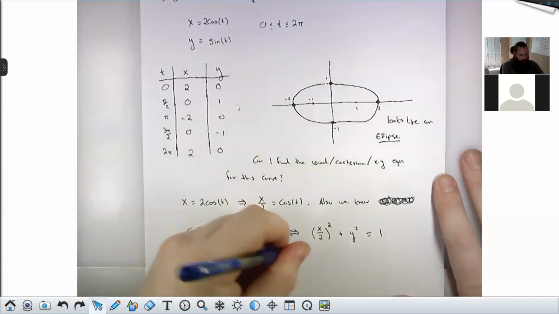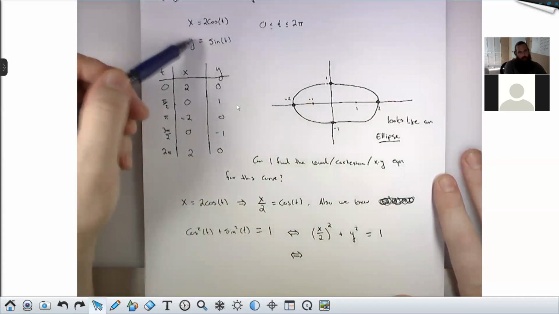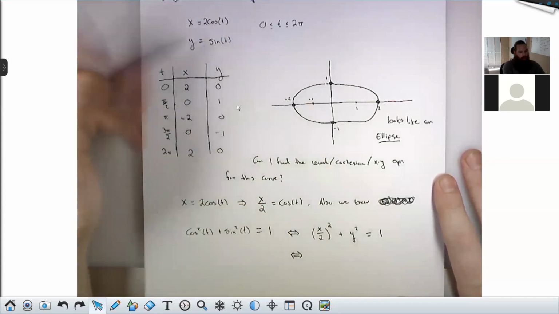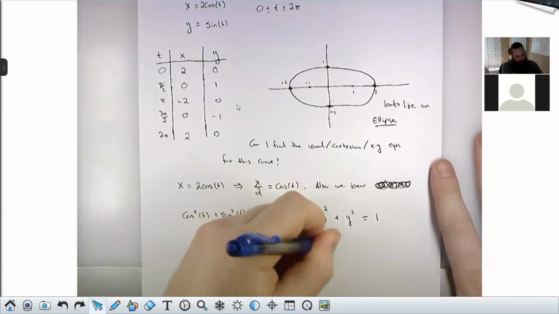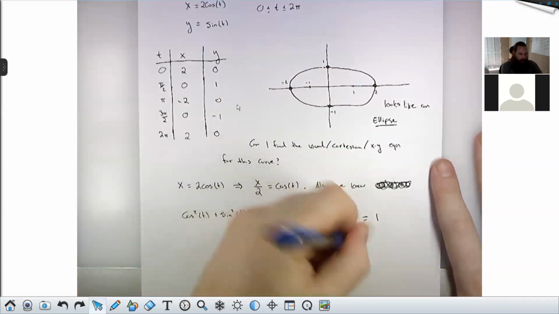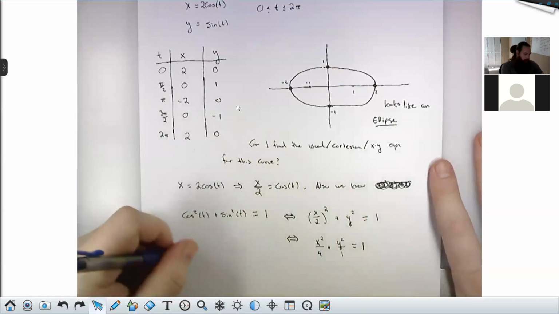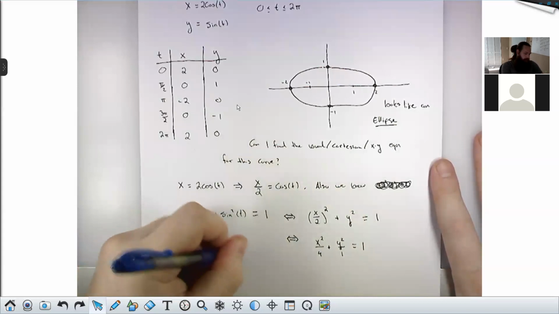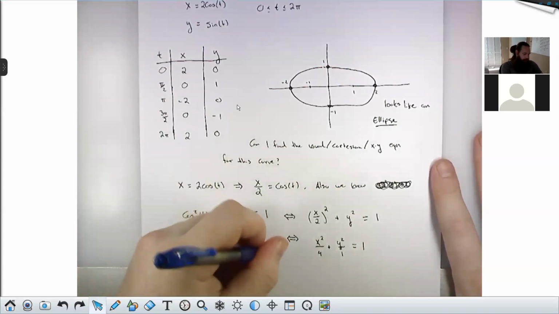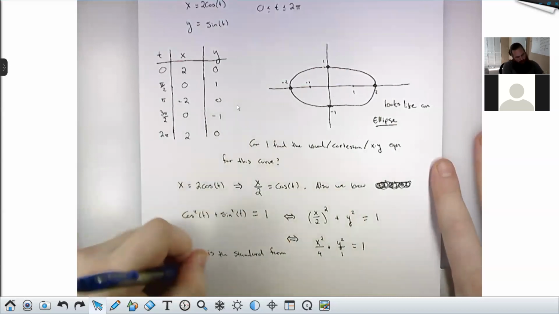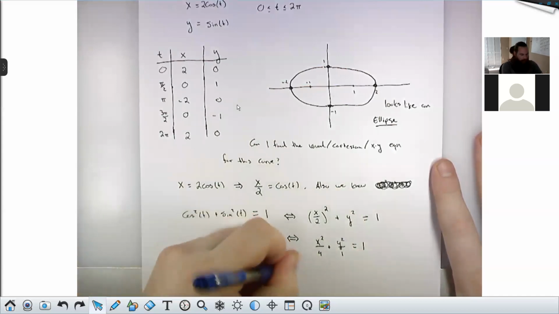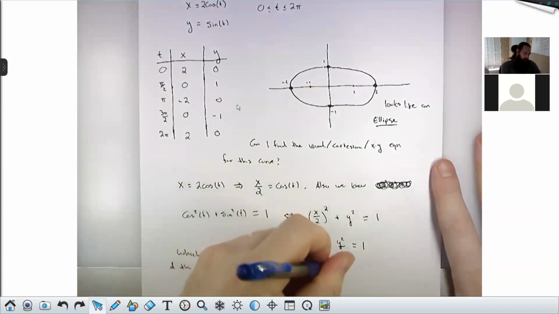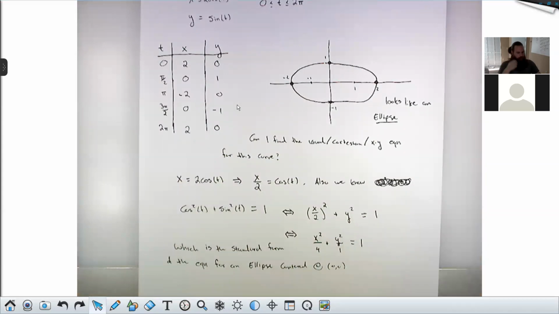In other words, whatever curve comes from these two parametric equations, all the points on that curve have to satisfy this equation, which we could write as x squared over 4 plus y squared over 1 equals 1, which is the standard form of the equation for an ellipse centered at the origin, with these vertices and everything as they are.